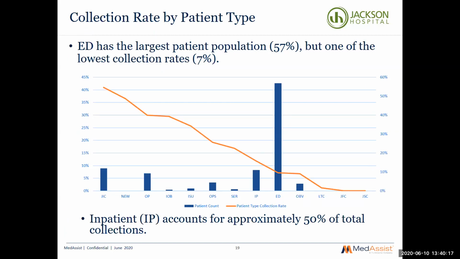So no big surprises here, collection rates. This actually is a slide that gets more granular across all of his different service types, right? So we've got newborn, outpatient, inpatient, outpatient surgery, ED, observation, among others. And again, emergency room makes up the highest volume of accounts, but has one of the lowest liquidation rates.